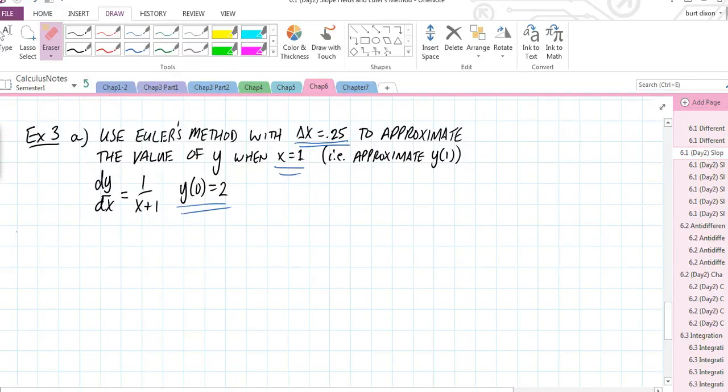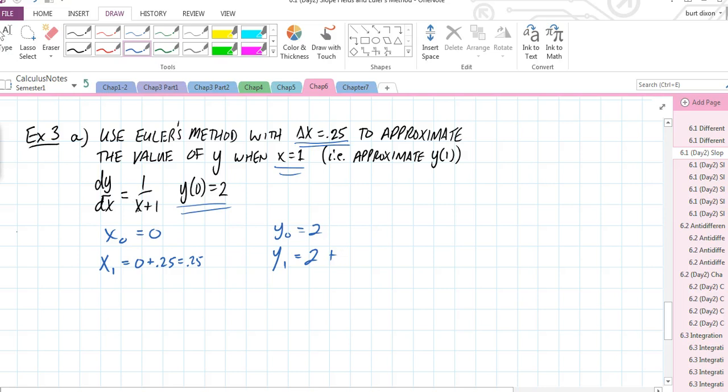Okay, so we start with our initial condition, x sub 0 equals 0, y sub 0 equals 2. And then following the recursive process, x1 would be our previous x value plus our change in x, so that's 0.25. And our new y value is our previous y value plus the slope calculated at the previous point.